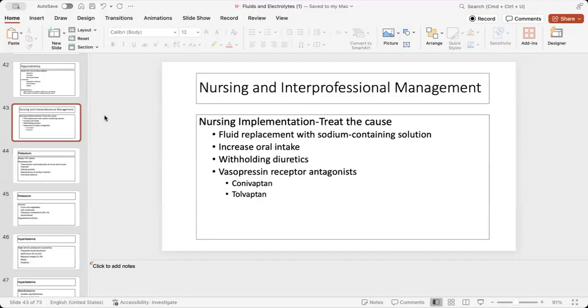Vasopressin receptor antagonists, we talked about those, right? Are those going to get rid of what? What are we getting rid of? Fluid, water, but holding on to our electrolytes. Yep, good.